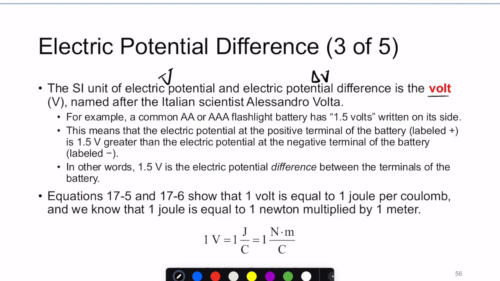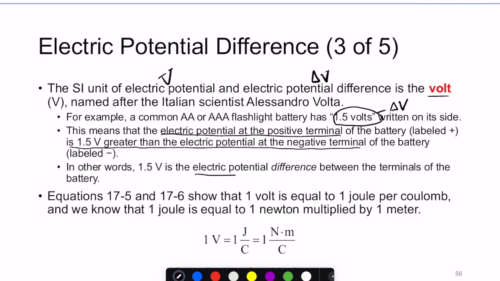You've seen it before. Batteries are defined by how many volts they have. So a AA or a AAA would have 1.5 volts typically. And what does that mean? Now you are starting to learn what that means. It means that the electric potential at the positive terminal of the battery is 1.5 volts greater than the electric potential at the negative terminal. So this value, 1.5 volts, is actually delta V.